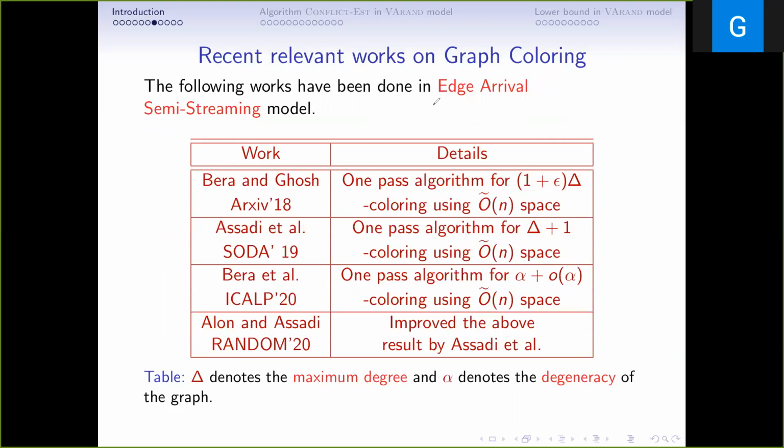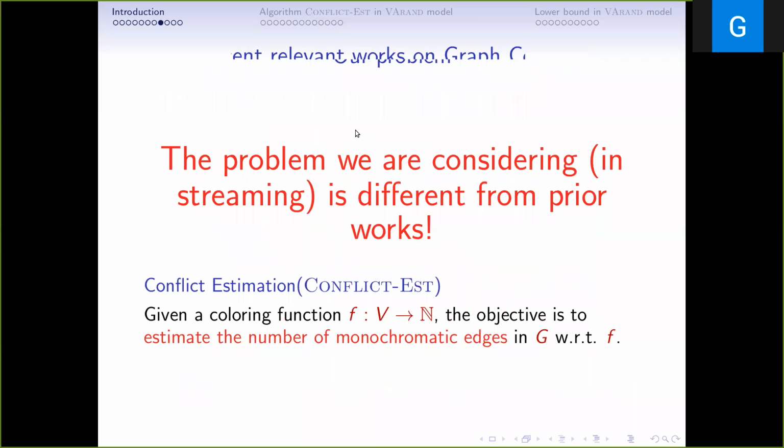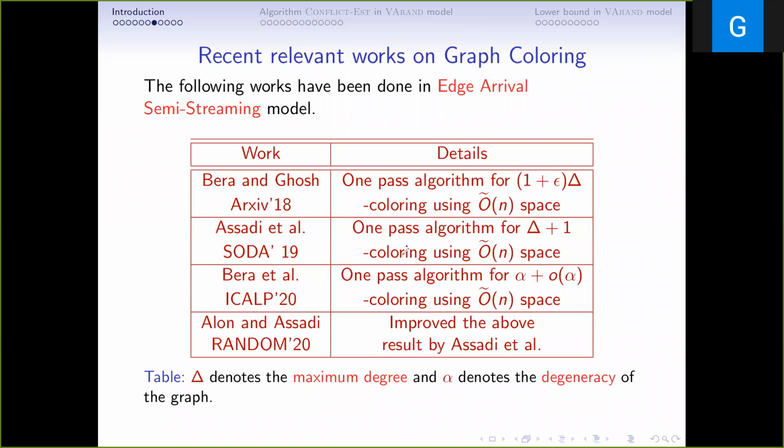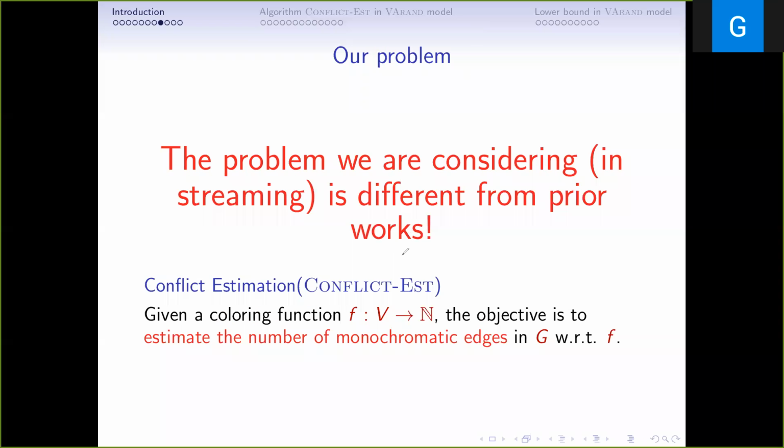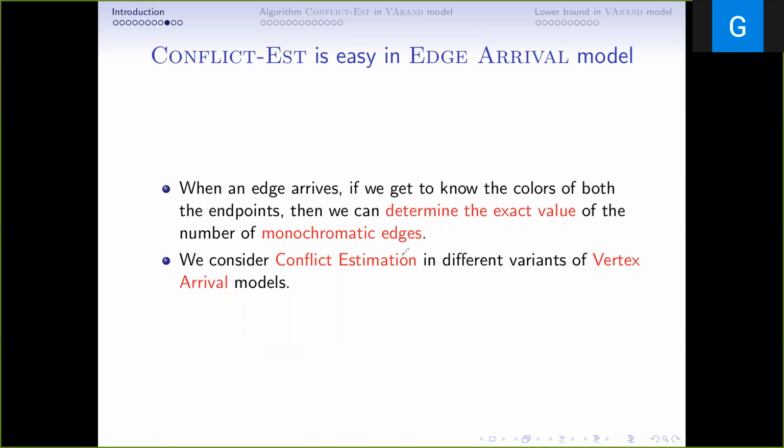Note that the problem considered in this paper, in particular conflict estimation, is different from those works done recently, where the focus is to find a coloring function. In conflict estimation, a coloring function F is given along with the input graph, and our objective is to estimate the number of monochromatic edges in G. So once again, we reiterate, the focus of this paper is to study conflict estimation in the one-pass streaming model.